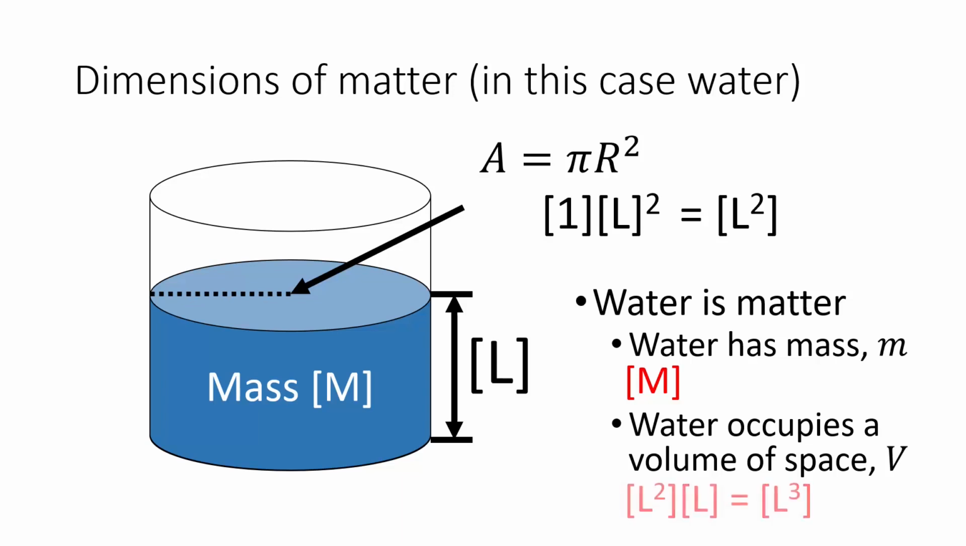And ultimately, if we multiply the area times the length, we get a full dimensionality of length cubed to give us the dimensions of a given volume. Okay, so for the basic physical properties of water, having mass and having volume, we have dimensionality of those variables of a mass, or [M], and a length cubed, or [L³].